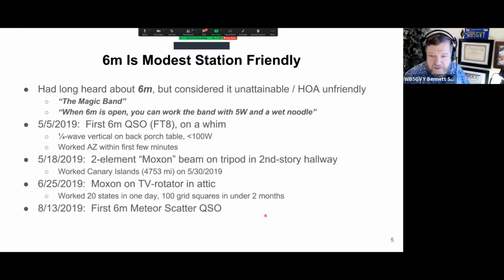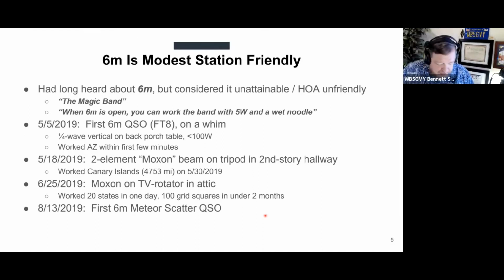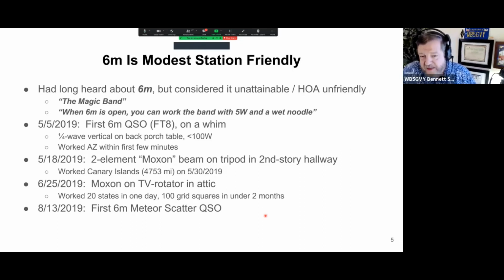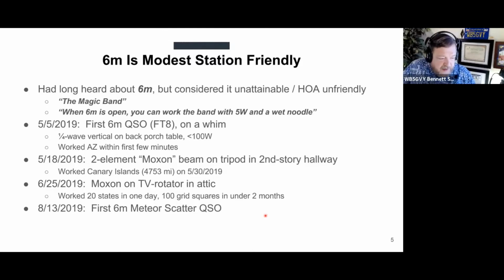So a little bit of background. I mentioned again that I'm in a homeowners association, and I've been a ham since '72. I had long heard two things about 6 meters, but I'd never tried it before until just recently. There's always this mention that 6 meters is the magic band. And there's always this statement made that when 6 meters is open, you can work the band with 5 watts and a wet noodle.